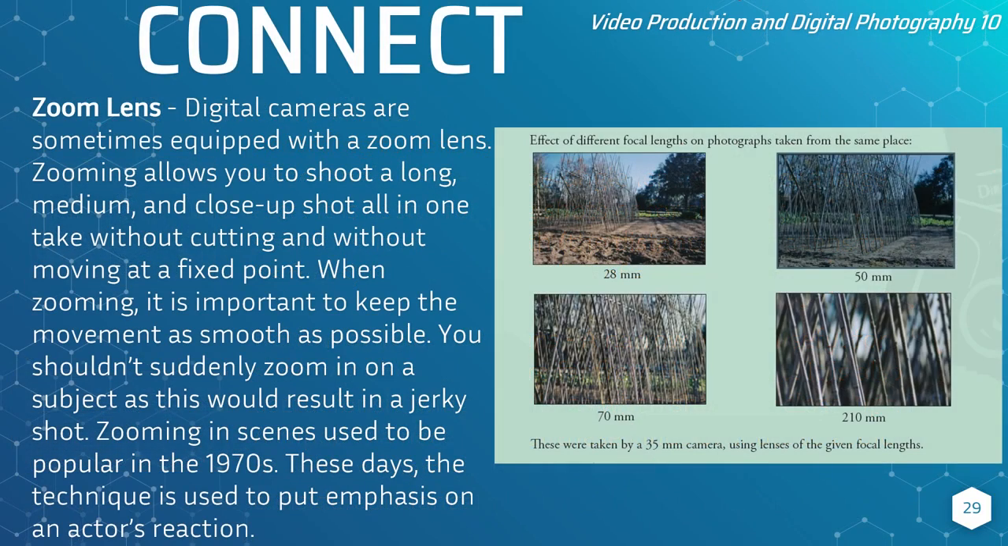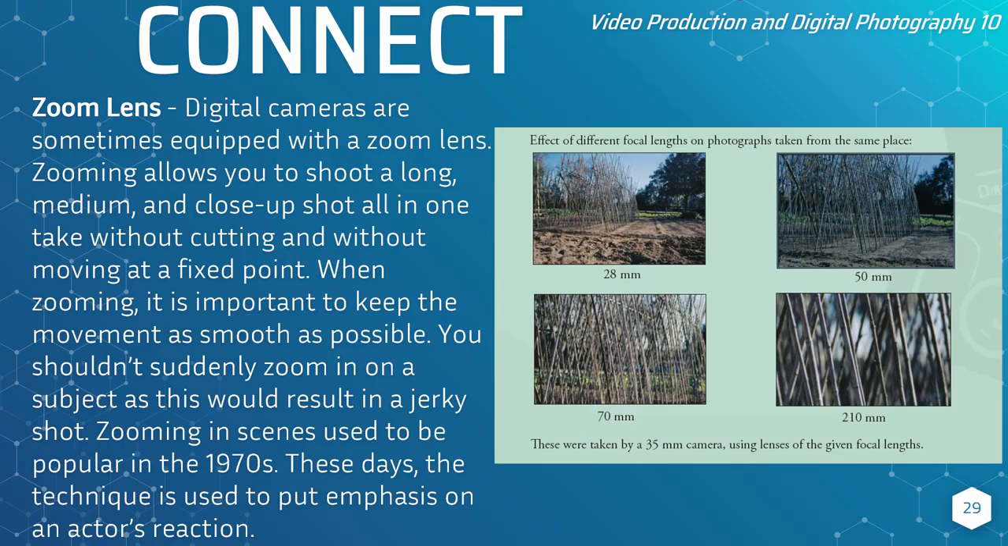So, just a connection. Ano ba yung zoom lens? Okay. So, digital cameras are sometimes equipped with a zoom lens. Zooming allows you to shoot a long, medium, and a close-up shot all in one take without cutting and without moving at a fixed point. When zooming, it is important to keep the movement as smooth as possible. You shouldn't suddenly zoom in on a subject as this would result in a jerky shot. Zooming in scenes used to be popular in the 1970s. These days, the technique is used to put emphasis on an actor's reaction.